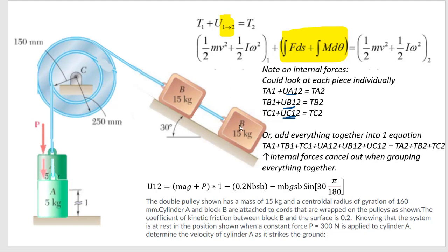And yes, there is a moment acting through a theta in this equation, but if I add everything together like this, I don't have to worry about it because those tensions become internal forces. And for my system, I'm only worried about external forces, any force that crosses that system boundary.